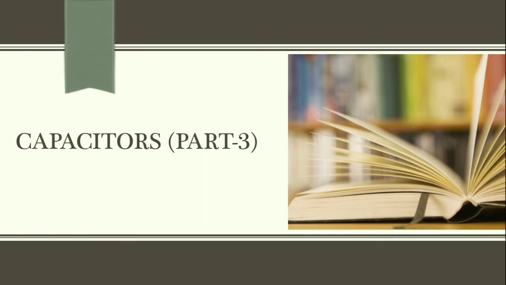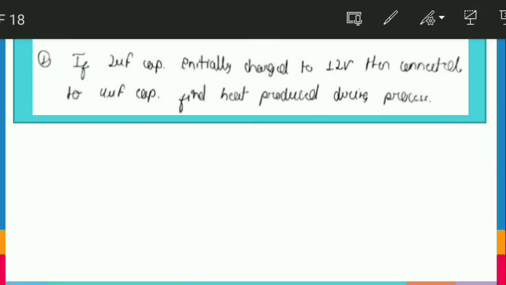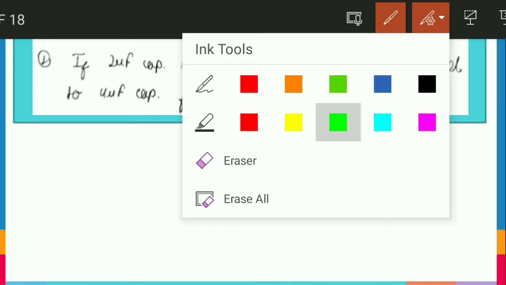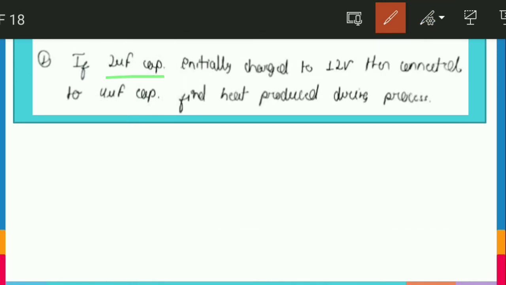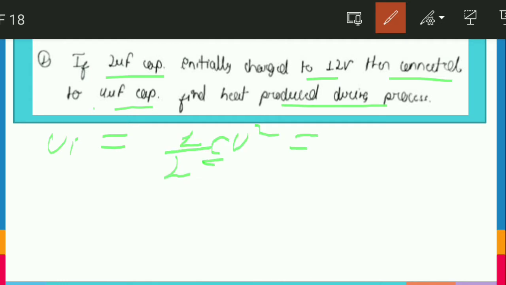So let's get started. Yes friends, let's see our first question, what it says. So let me read the question. It says if a 2 microfarad capacitor initially charged to 12 volt is connected to a 4 microfarad capacitor, then we have to find the energy produced during the process. So friends, what can we write? U initial potential energy equals half CV square. So C is our 2 and V is 12. Just putting the values, we will get 144 microjoule. This is our initial potential energy.